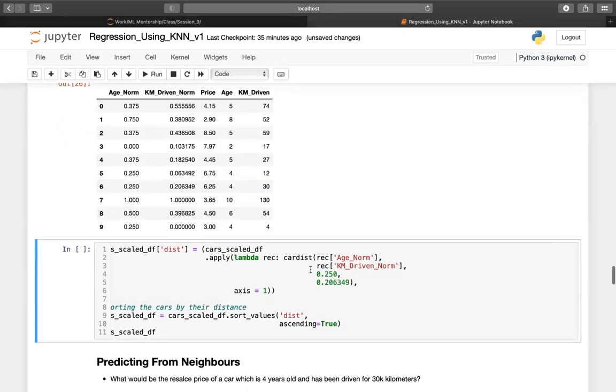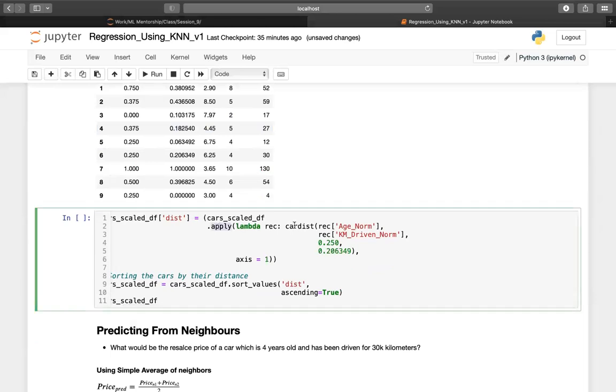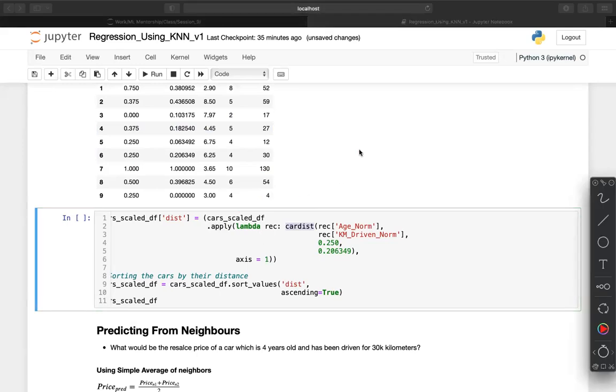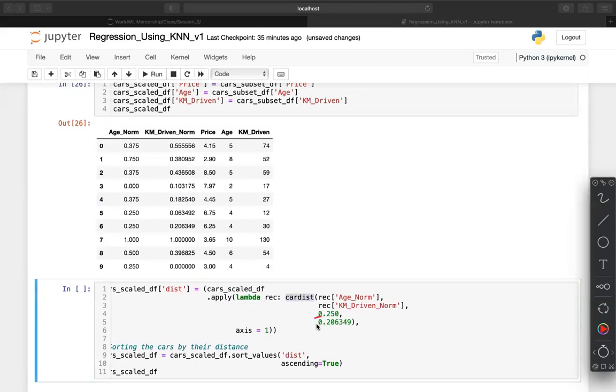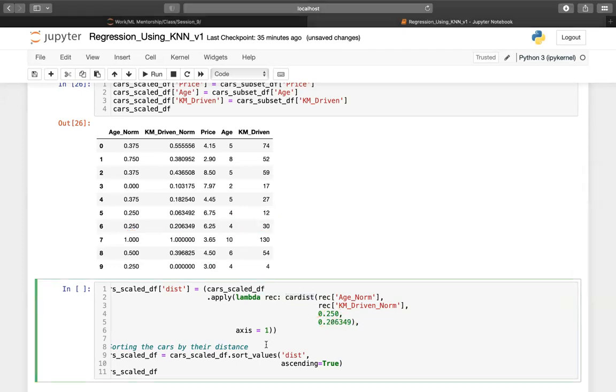So now if I go and apply the cost dist, with the distance from the car which is 4 years old and has been driven 30,000 kilometers, how would the distance look? Of course, we also have to provide this data with the scale information, and we know that there is already an example of that, which is 4 years old and 30,000 kilometers. So we'll supply the same information here. All right, and we'll calculate the distance and sort it.